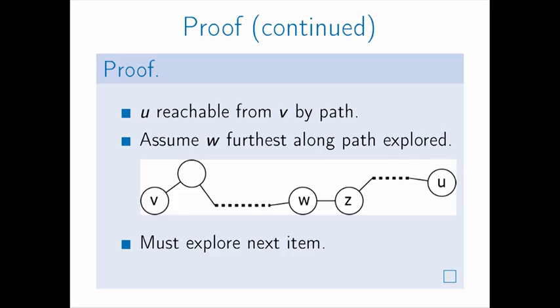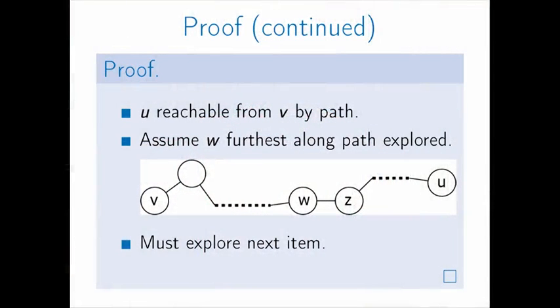However, by what we had on the previous slide, if you explore a vertex, you also explore all of its neighbors. So the next vertex Z along this path must also be explored. And so this is a contradiction. This says the only way this can work is if we've actually explored every vertex along the path, but that means we've explored U, which is good.